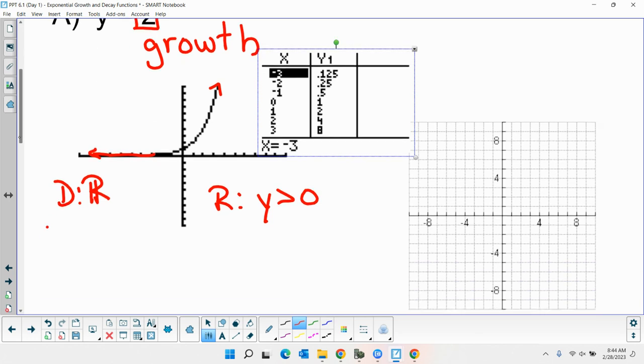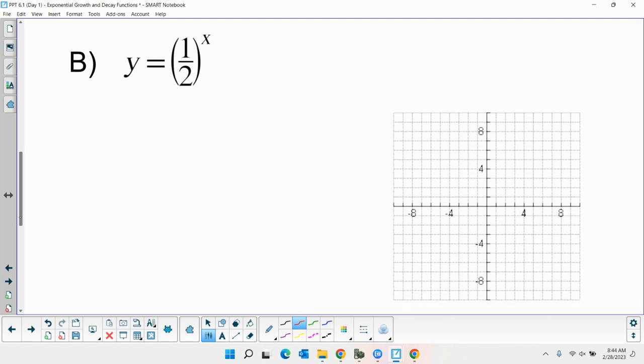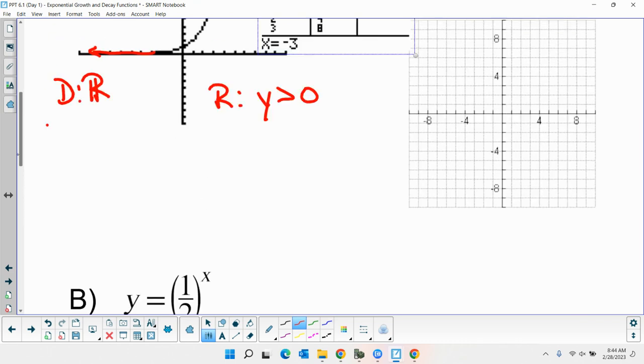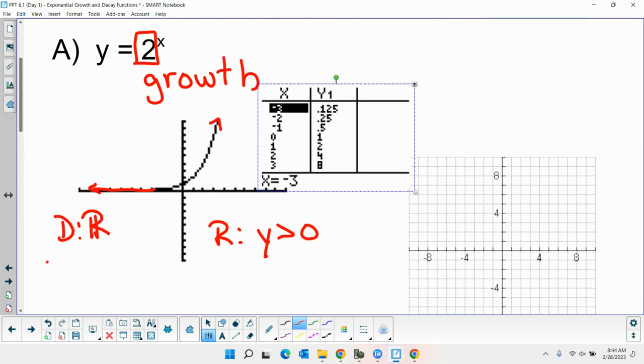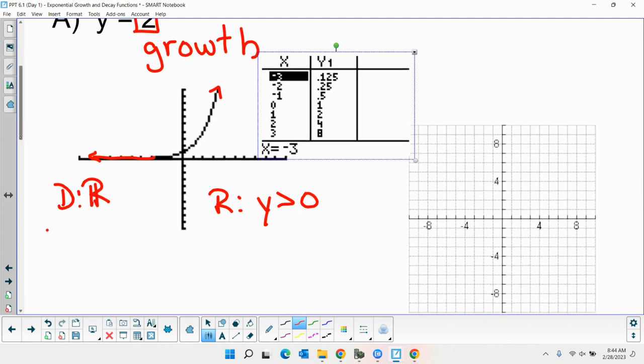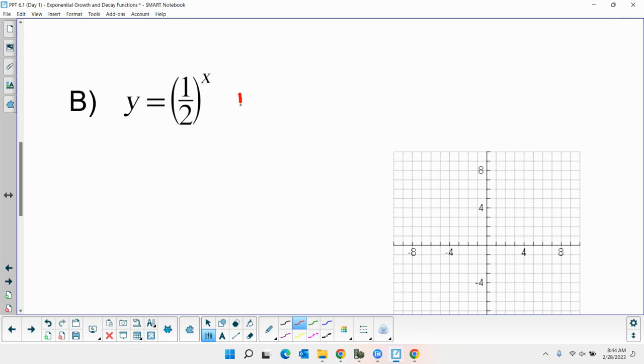B, what's the second example? What's my base? What's that base? 1/2. Is that between 0 and 1? Yes, so it's decay. The last one was the range: y is greater than 0. So again, this was growth because the base, B, was bigger than 1. This one's decay because 1/2 is between 0 and 1.